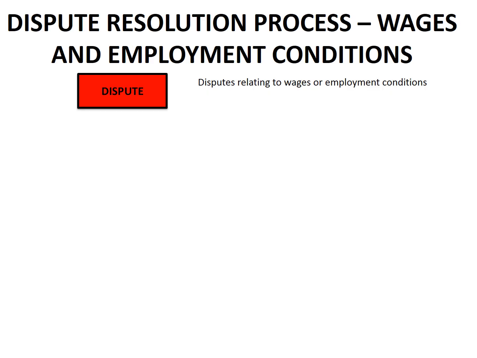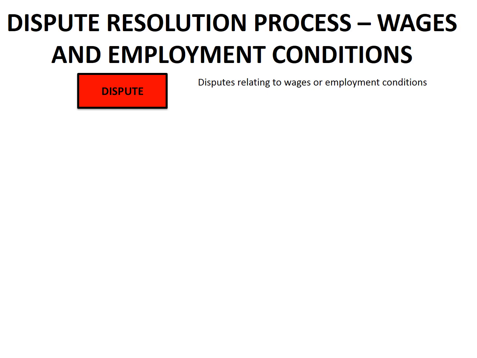Let's now look at the dispute resolution process that applies where there's a dispute about the wages or employment conditions that are to apply to employees of a particular business. Keep an eye out on the next couple of slides for the instructions that will appear on the screen as to what information you should include in your summary books.